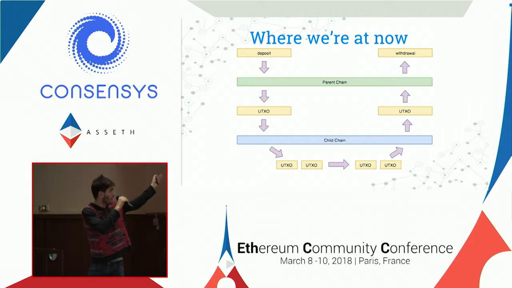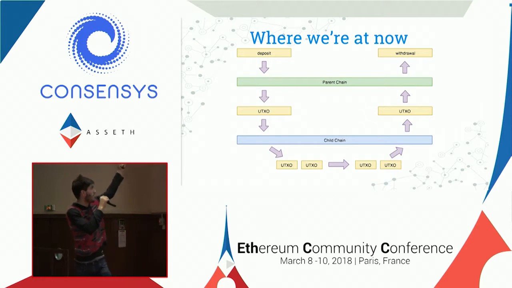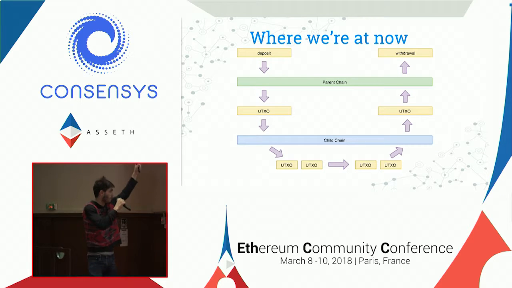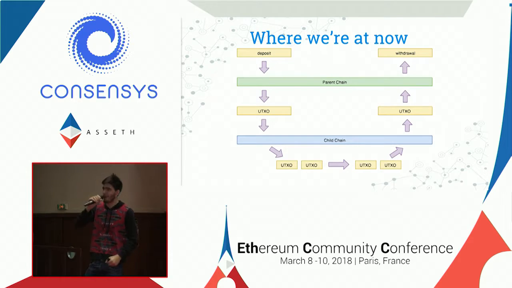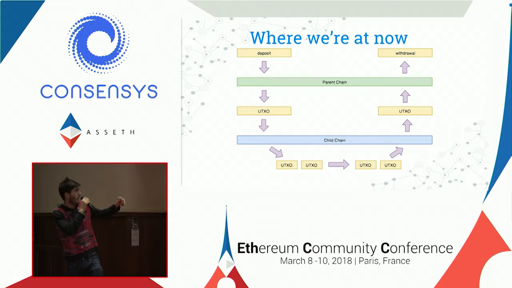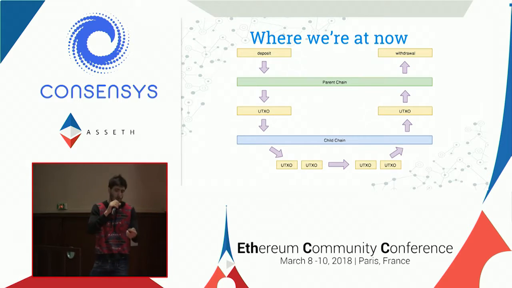Awesome. So here's where we're at now. Right now with Plasma MVP, someone deposits funds, they get their UTXO back out on the child chain, they can play around with UTXOs, juggle them around a bit, and trade them to people, do swaps with them, and then once they're ready, or if anything goes wrong, they go through a withdrawal.